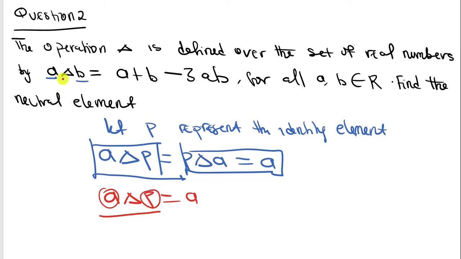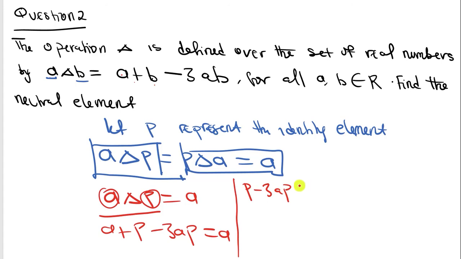The first variable operating on the second variable is equal to the first plus the second variable minus 3 times the product of the first and the second variable. So we are going to have a plus p minus 3 times ap, and this will be equal to a. From this equation we are going to solve for p. Let's group like terms: we maintain p minus 3ap, and this will be equal to a minus a.